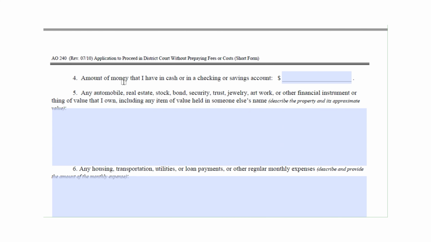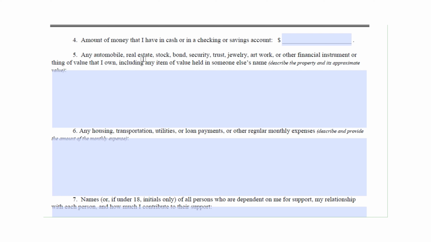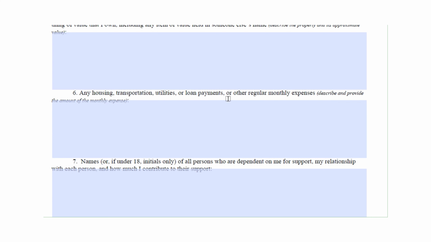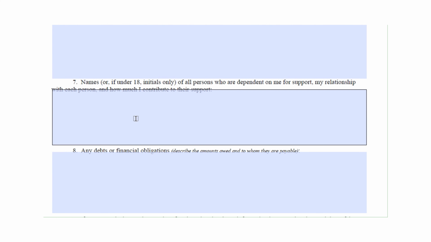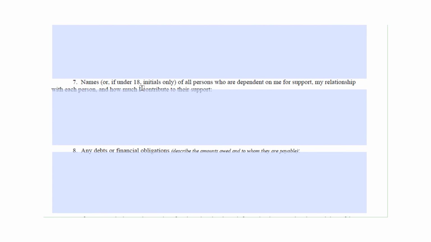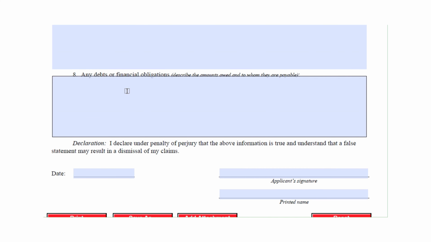Four, the amount of money that I have in cash or in a checking or savings account. You list that. Five, any automobile, real estate, stock, bonds, and so on and so forth. You need to include that. Six, any housing, transportation, utilities, or loan payments, or other regular monthly expenses. You include that. Again, you need to be detailed. Name, or if under 18, of all persons who are dependent on you for support. You include that information here. Any debt or financial obligations, list that information here.